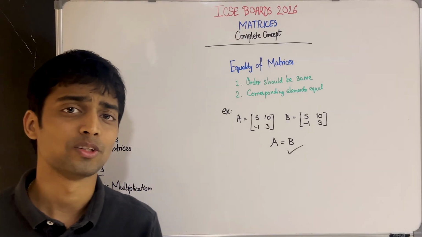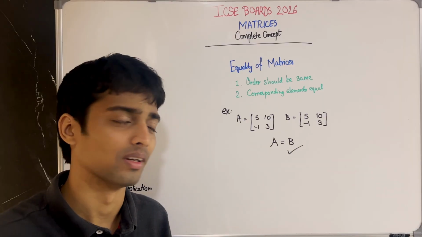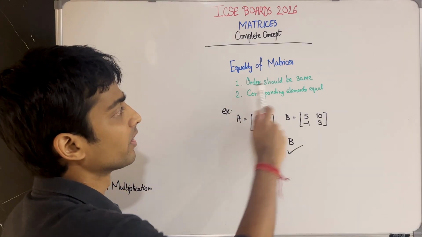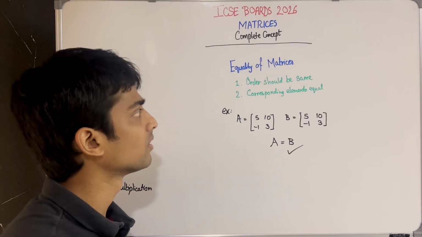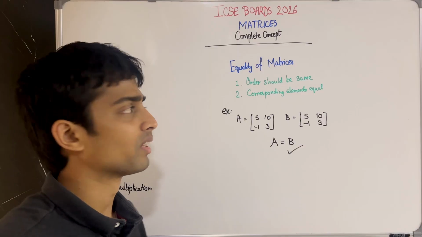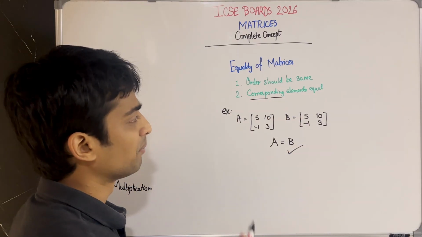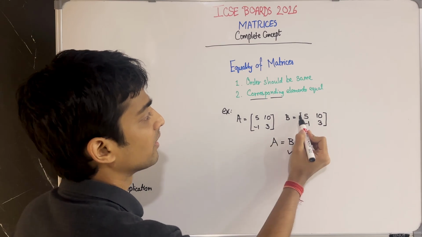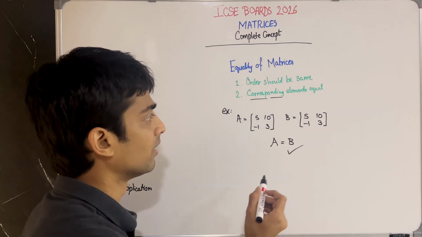Now let's look at the equality of matrices. Equality means when are 2 matrices equal? There are 2 conditions. One is order should be the same. It should be of the same size, same number of rows and same number of columns. And corresponding elements should be equal. Notice this, corresponding elements. Corresponding elements means this element and this element should be in the same position and should be equal.